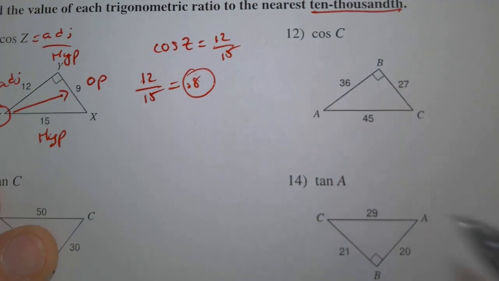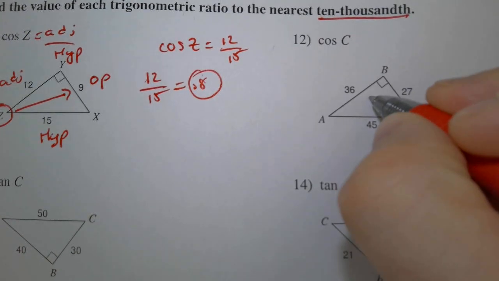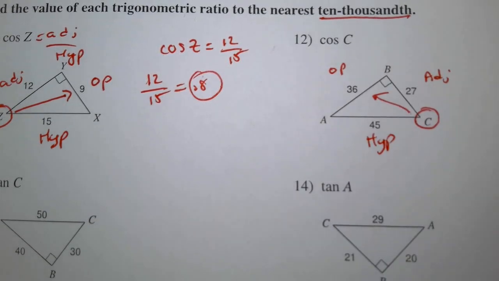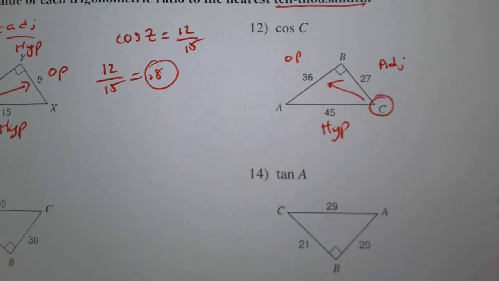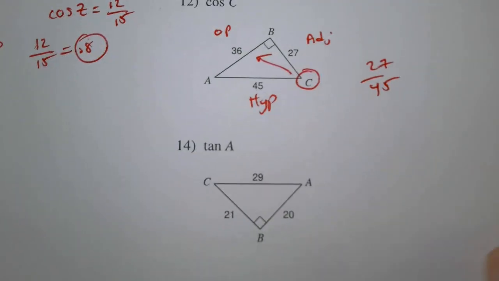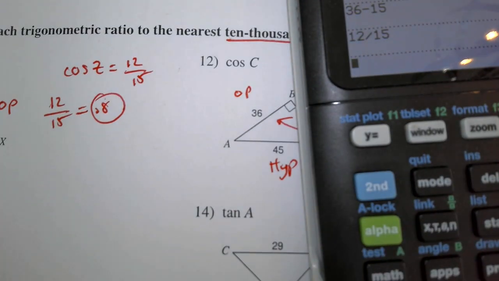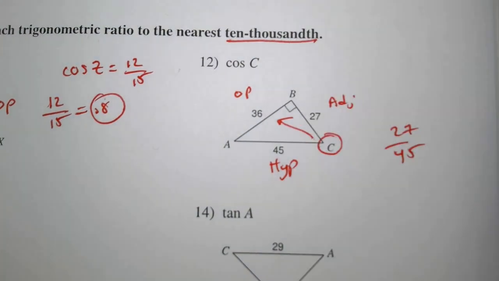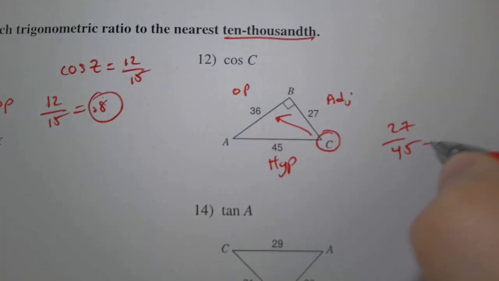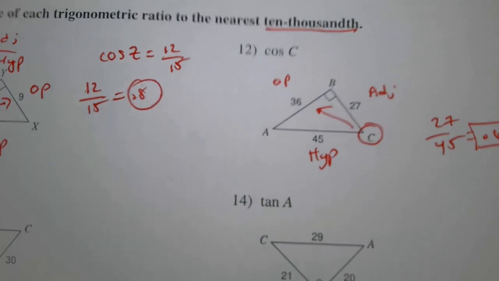You divide. Cosine of C, another cosine. We label our opposite over here, our adjacent, and our hypotenuse, just like we've been doing. And we need the adjacent over hypotenuse, so that's going to be 27 over 45. Adjacent divided by hypotenuse, just like we had for our last problem for cosine. And then you divide. 27 divided by 45 is 0.6. So we just write 0.6. If it was a rounding issue, then we would have to round to the nearest 10,000 according to the worksheet.